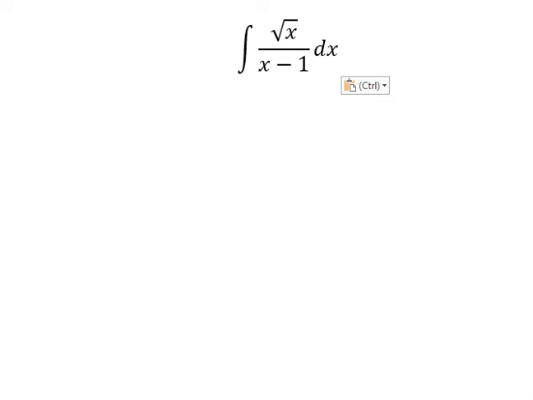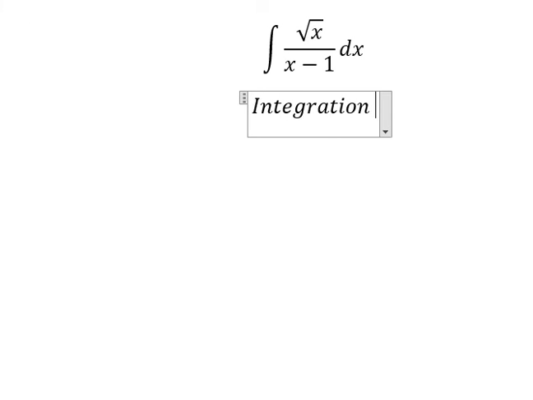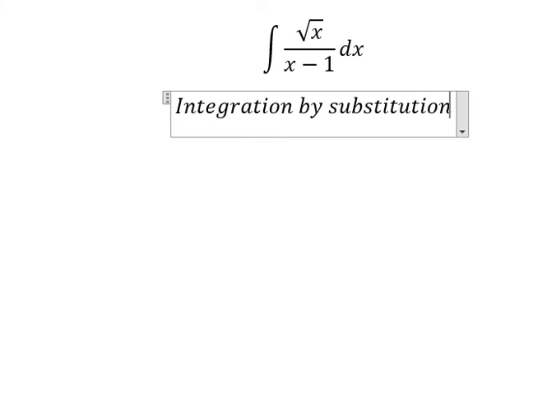Hello everybody, so today I will talk about calculus. The topic today is about integration. So now I will show you how to answer. We need to use integration by substitution.